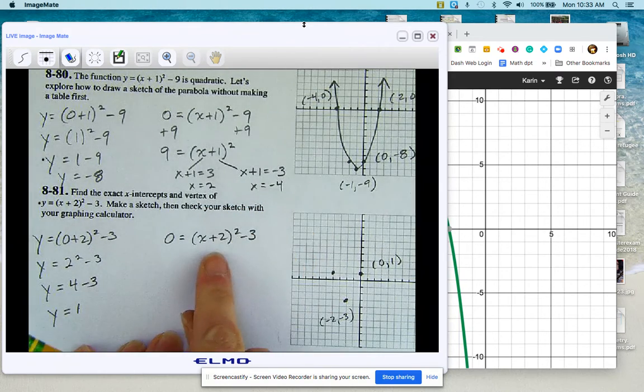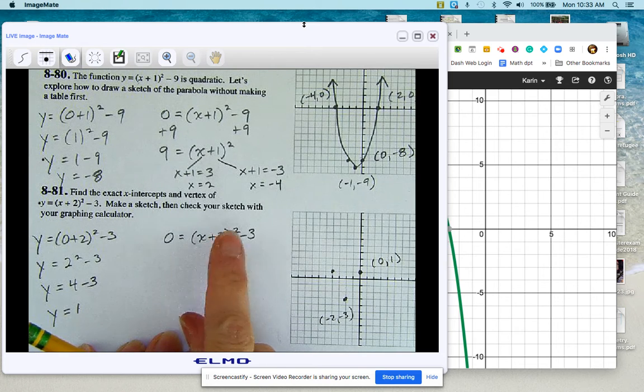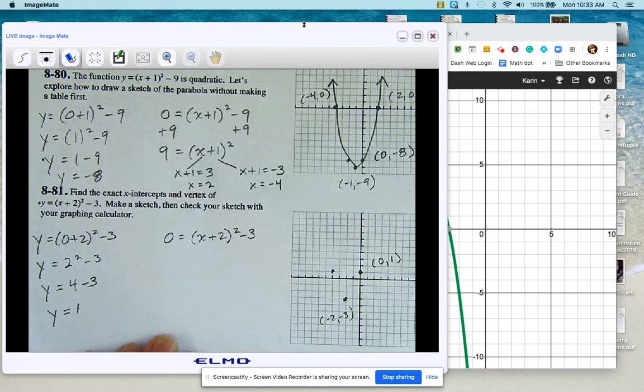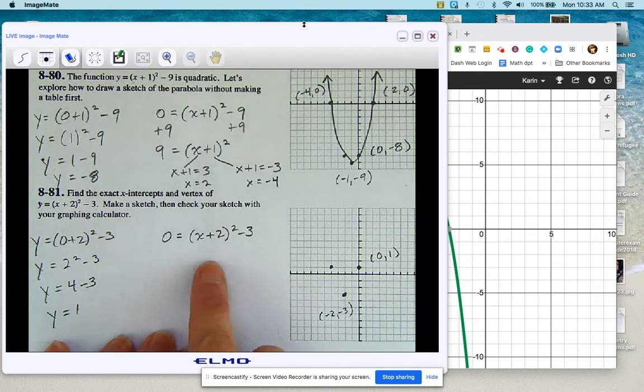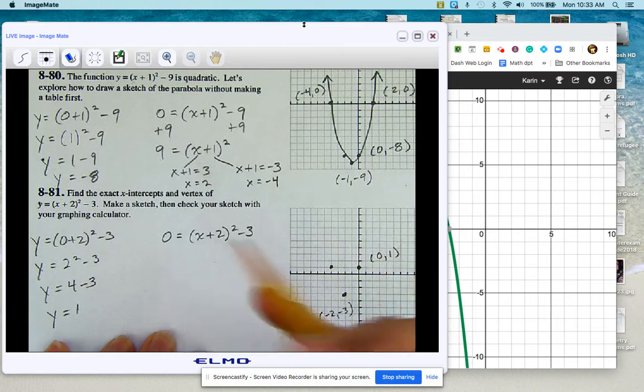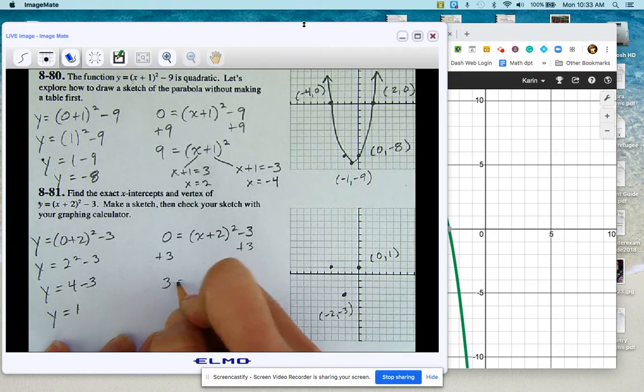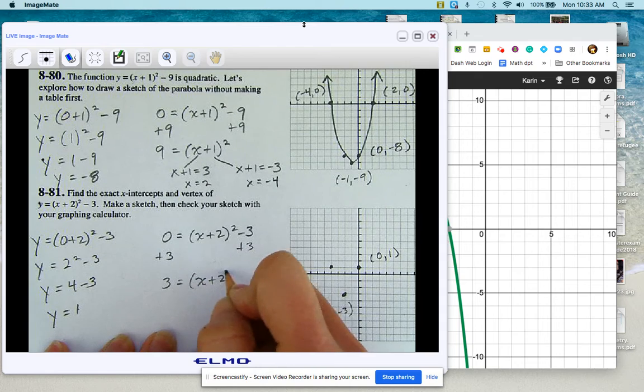Okay, now you might be tempted to want to square that, but if you square it, you're going to get x² + 4x + 4, then subtract 3, and then you're going to be stuck with your x and your x squared being separated. Which, if you try and use the balancing method, is not going to work out. So when the square has been completed and it's in this form, the easiest way to solve is to just try and undo. So I'm going to add 3 to both sides. So I get 3 is equal to (x + 2)².